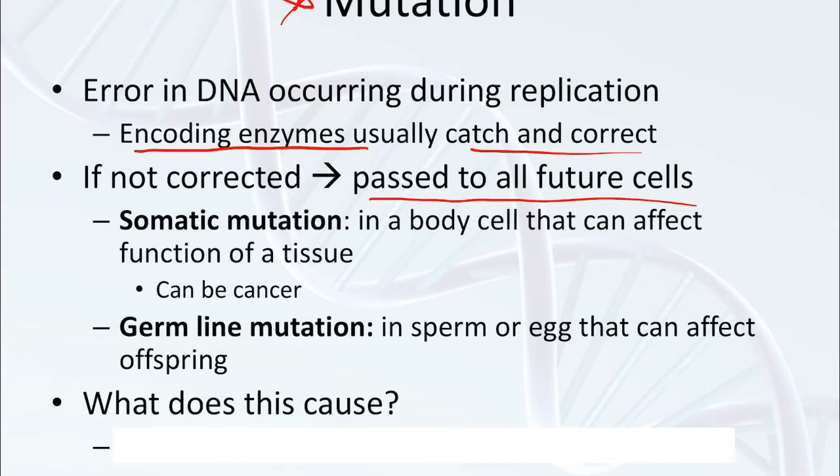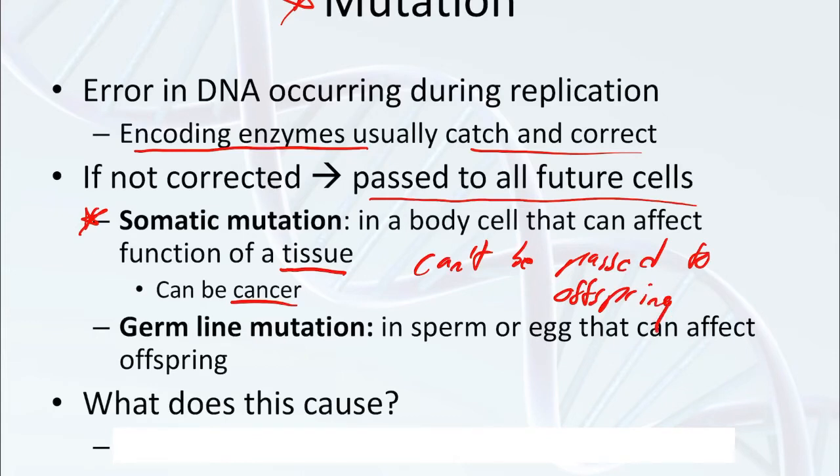Okay, there's two types of mutations. Somatic mutation is in a body cell, and this can affect an actual tissue. Right? If a skin cell does this, it could turn into skin cancer. Okay, but that can't be passed on. Okay, it can't be passed to offspring.